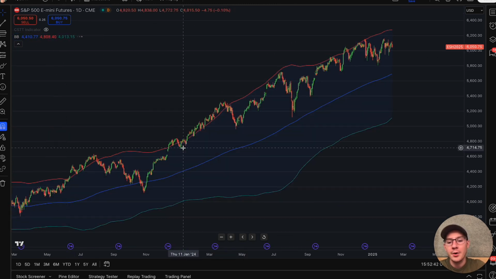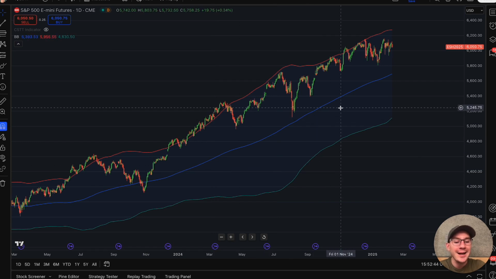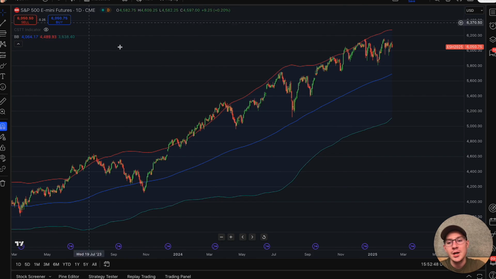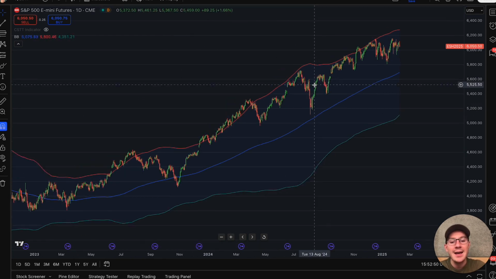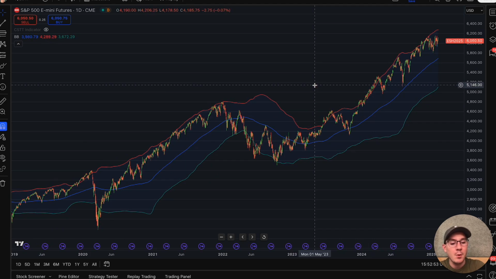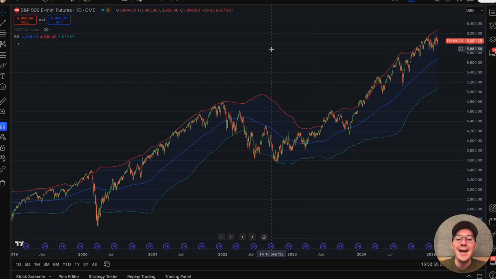makes the middle line a 200-day moving average. And so when you look at this on the daily chart, where each candle represents one day, this shows you the risk in the market. This shows you when the market is likely to pull back.